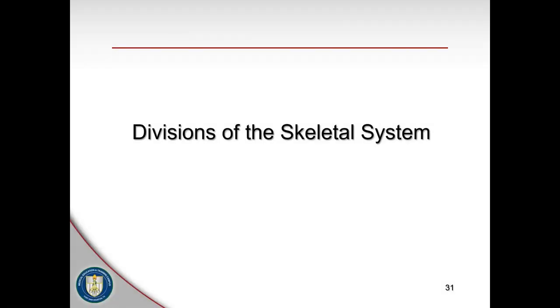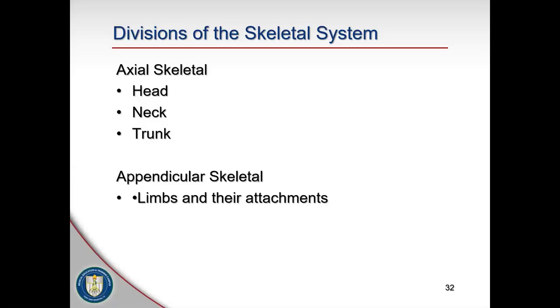Now, let's talk about divisions of the skeletal system. We'll talk about two divisions here. You have the axial and the appendicular skeleton. When we talk about the axial skeleton, we're talking mainly about the head, the neck, and the trunk. We'll tell you more about that trunk later on so you can see exactly what that is. The rest, the remaining parts of the body, all belong to the appendicular skeleton: the limbs and their attachments and all those other different parts.